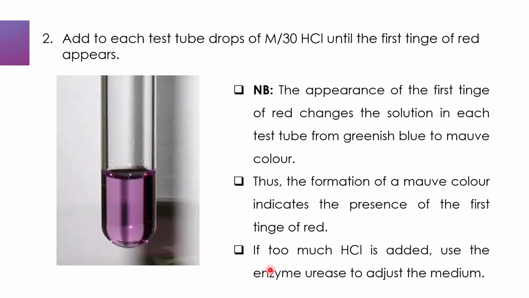So 2. The second step is to add drops of the HCl to each test tube until the first tinge of red appears. What we have to note is that the appearance of the first tinge of red changes the solution in each test tube from greenish blue to mauve color. So this color is an indication of the first tinge of red.